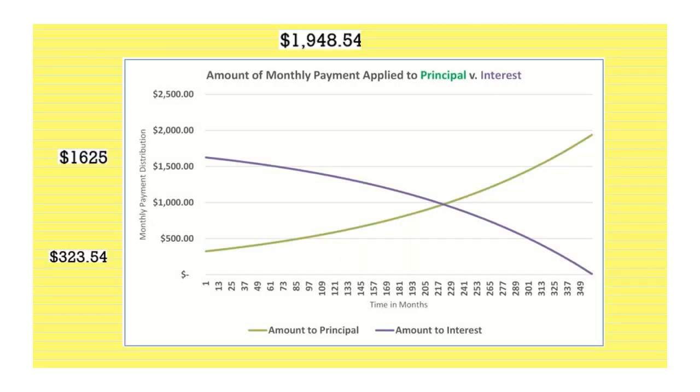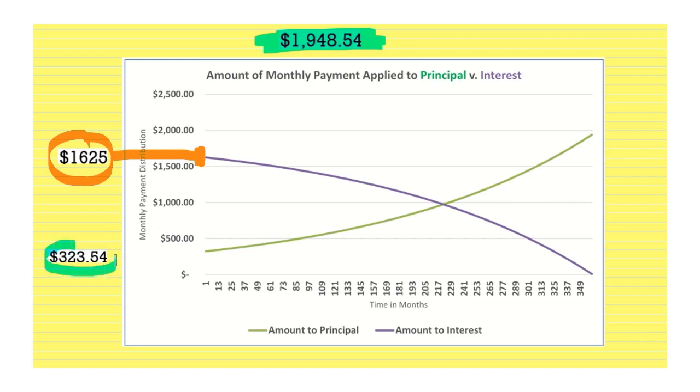Now we're going to look at a graph, which helps visually explain what is happening with our house payment. Our full house payment was the $1,948.54, and the $1,625 is about the interest. And that number right there lines up with about right here. There's our starting interest. This number down here, $323.54, is the amount that is allotted to pay toward our actual loan. And it lines up with the beginning of the graph right there.